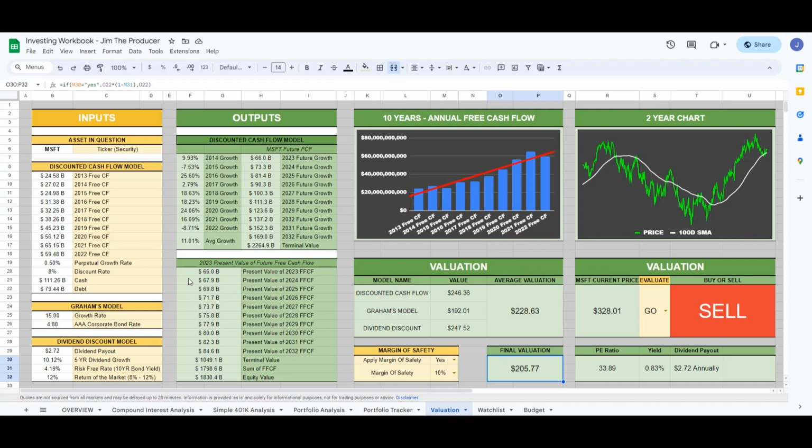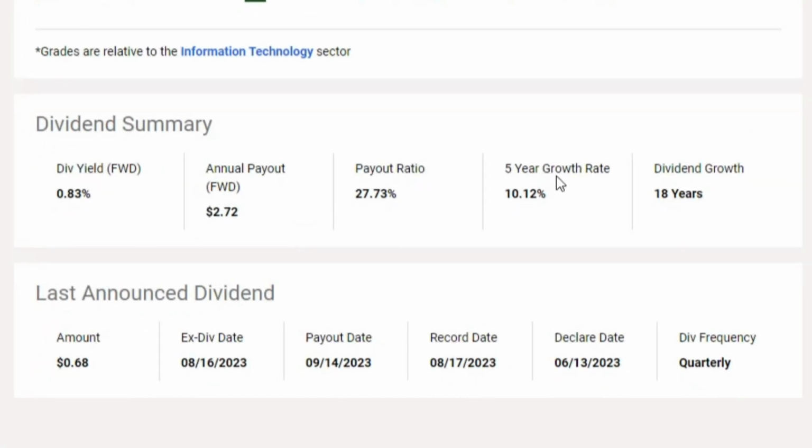We also saw over on their dividend page that their 5-year dividend growth rate is 10.12%. That is a very large 5-year growth rate. Most 5-year growth rates for an established company are anywhere from 3 to 7%. Having dividend growth for 18 years at this 5-year growth rate, with only a payout ratio of 27%, imagine if this was doubled. That means their dividend yield would double, maybe to about 1.6, or if they doubled their dividend payout, imagine if you got $5 or $6 per payout. And I think that's what people are expecting.